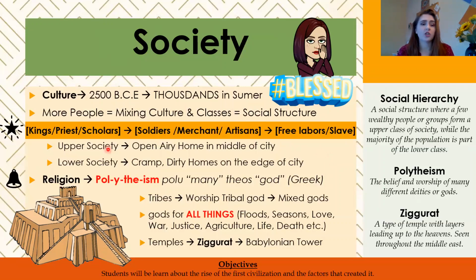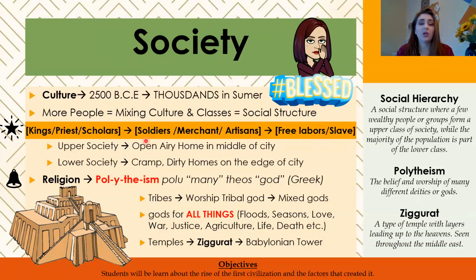These early social structures usually had an upper class, middle class, and lower class. The upper class were kings, priests, and scholars, while the middle class were soldiers, merchants, and artisans, while the lower class was free laborers who maybe worked in mines, maybe cleaned the streets, maybe worked in the agricultural fields, or we had slaves who did anything that was needed.